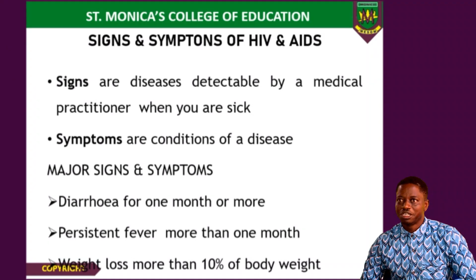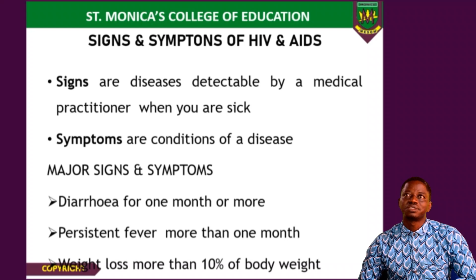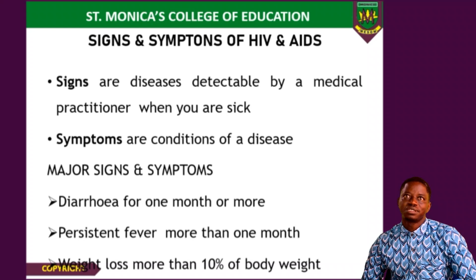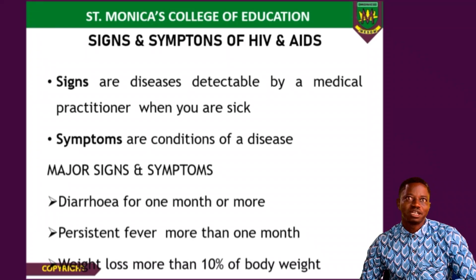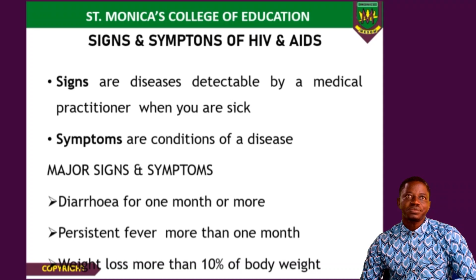So in your exam, the question may be asked, what are signs and what are symptoms? So signs are the diseases detectable by a medical practitioner when you are sick. So when you go to the hospital and a medical practitioner looks at you and says, oh, you are sick, then we refer to it as signs. And then symptoms are conditions of a disease. For the symptoms, we cannot see with our naked eyes. That's why we are saying that they are conditions of a disease.